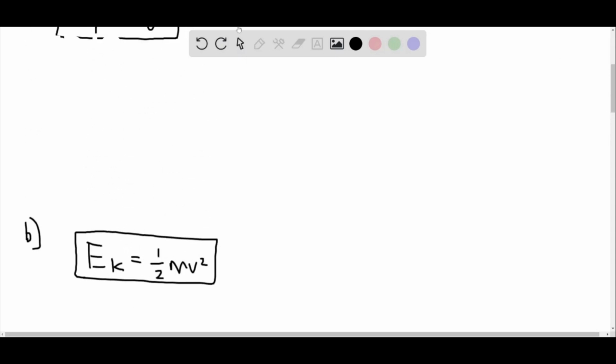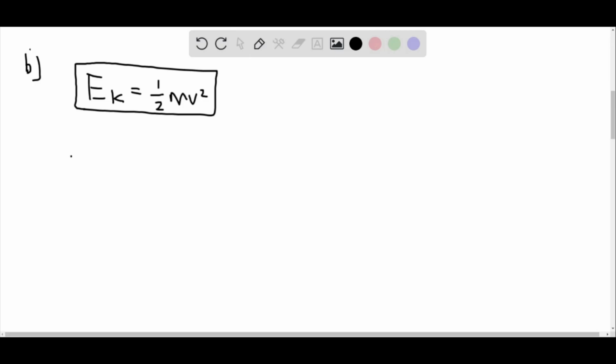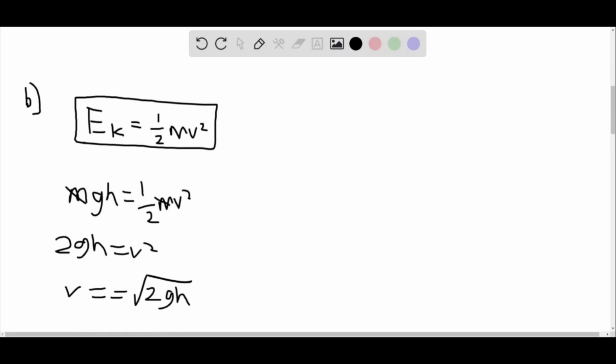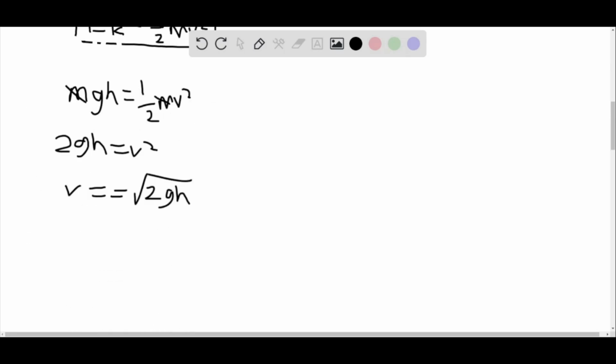So mgh equals half mv squared. The m's will cancel. We have 2gh equals v squared. So the velocity at the bottom equals the square root of 2gh, where h is 2 meters. So when we input 2 meters in, we end up with a velocity of 6.3 for the bounce.